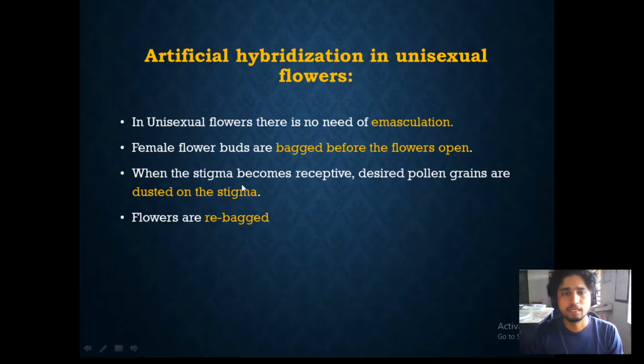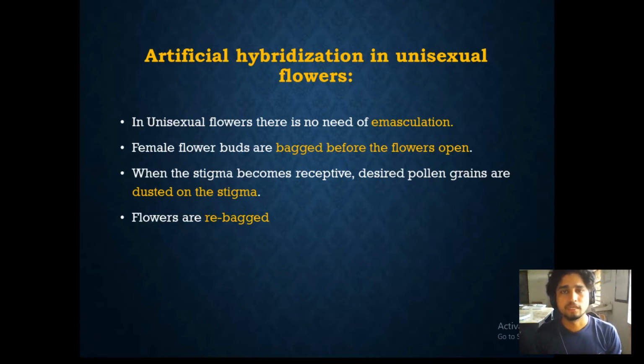They are bagged, and once this stigma is receptive, again the same thing, the desired pollen grains are brought and dusted on this stigma, and this stigma further leads to pollen tube germination, and then this pollen tube will discharge its content for the fertilization event. So flowers are rebagged further to avoid the contamination. This is in the case of unisexual and bisexual flowers.